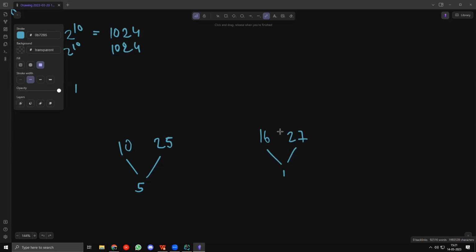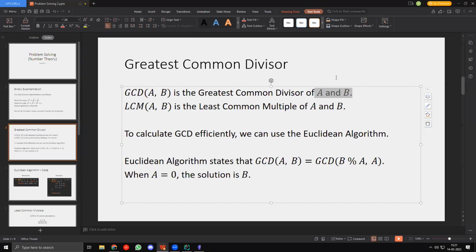So for 16 and 27, it is not possible to have a GCD greater than 1. So the greatest common divisor is just 1. Okay. Now, how do we calculate the GCD?